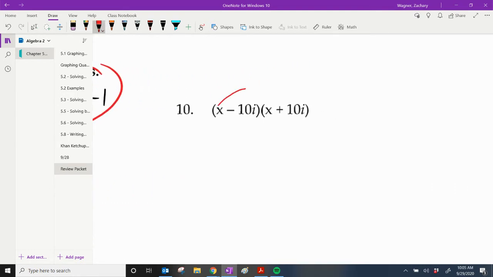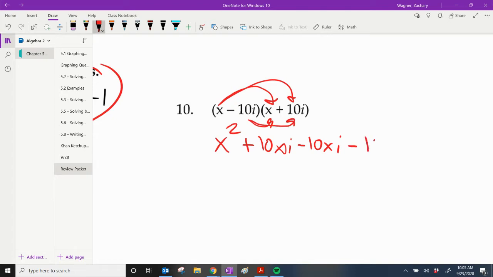Next is x times x gives me x squared. x times 10i gives me 10xi. -10i times x gives me -10xi. And -10i times positive 10i gives me -100i squared.